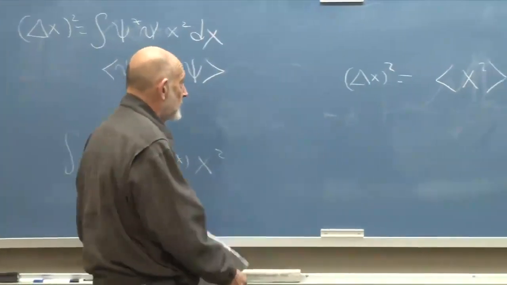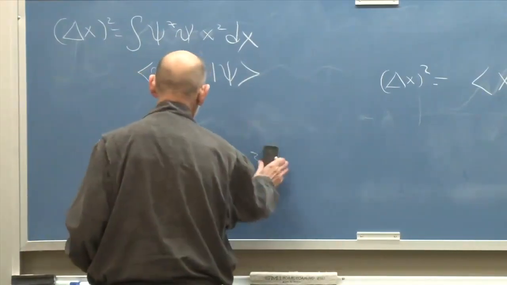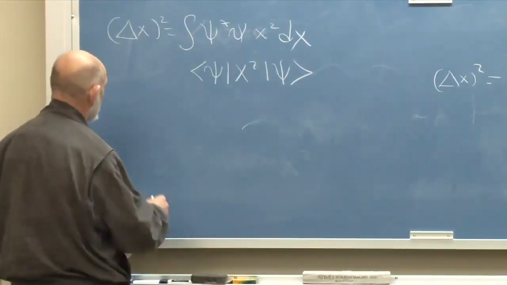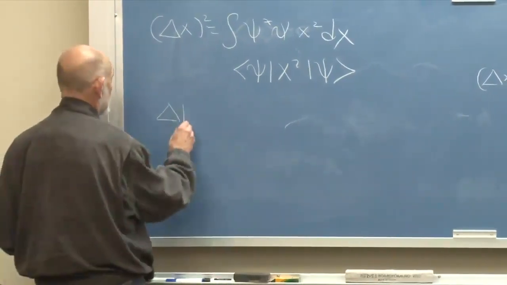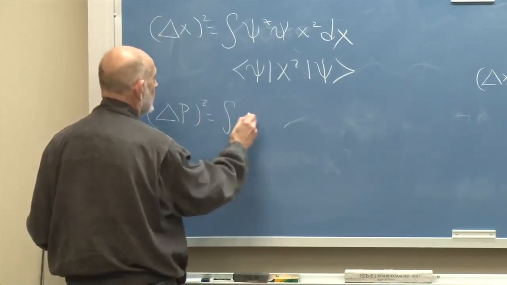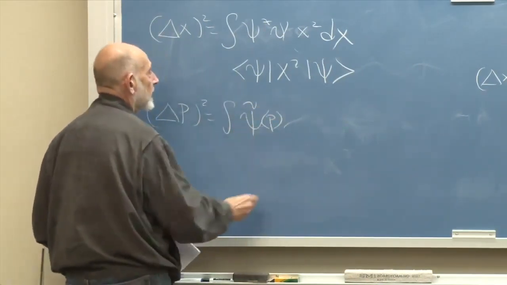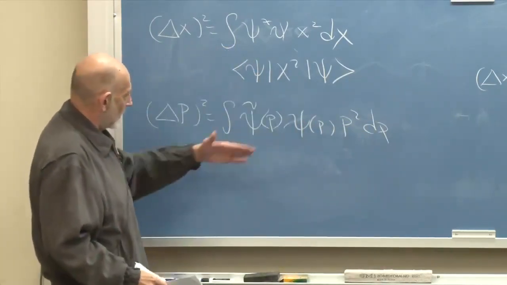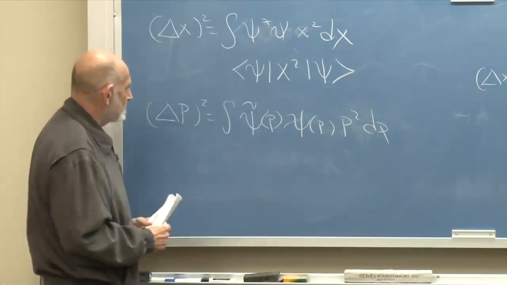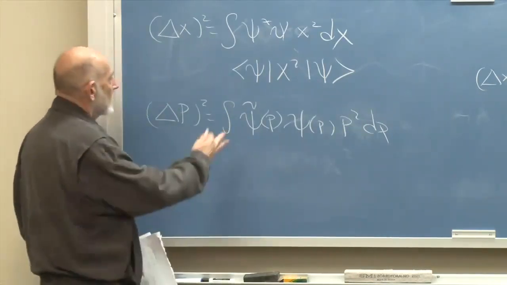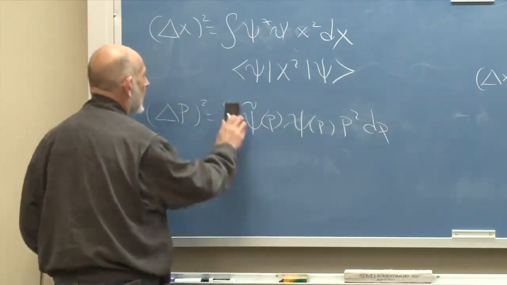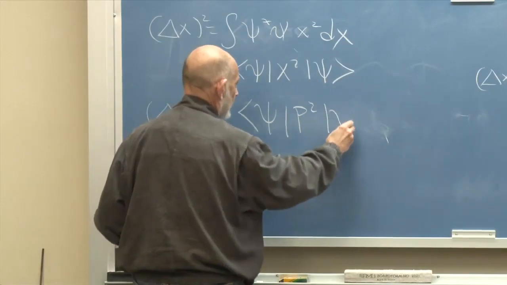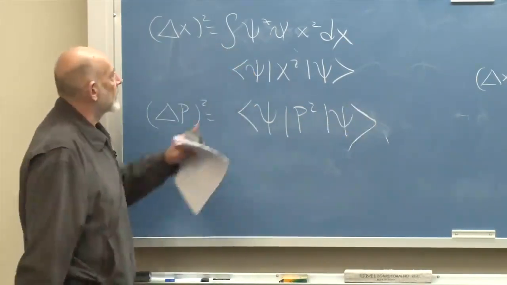The uncertainty of momentum is defined in essentially the same way. You can define it, if you like, using the Fourier transformed wave function. I'm not going to use this definition, but let's just do it. Delta p squared would be the integral psi twiddle of p, psi twiddle of p, times p squared dp. This would be the probability that the particle has momentum p times p squared integrated over p. But I'm not going to do it this way. What I'm going to do is just observe that this quantity over here is nothing but psi p squared psi. And now I'm going to work in the position representation.